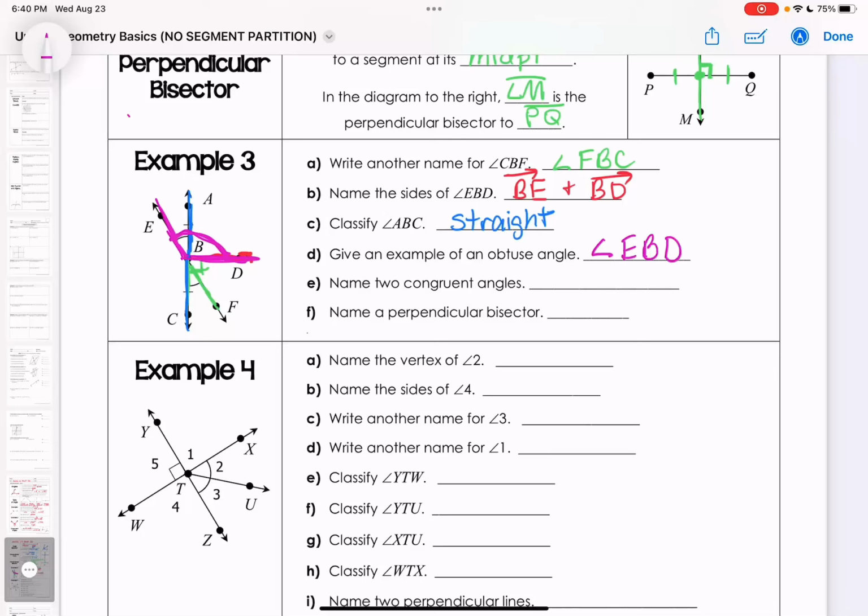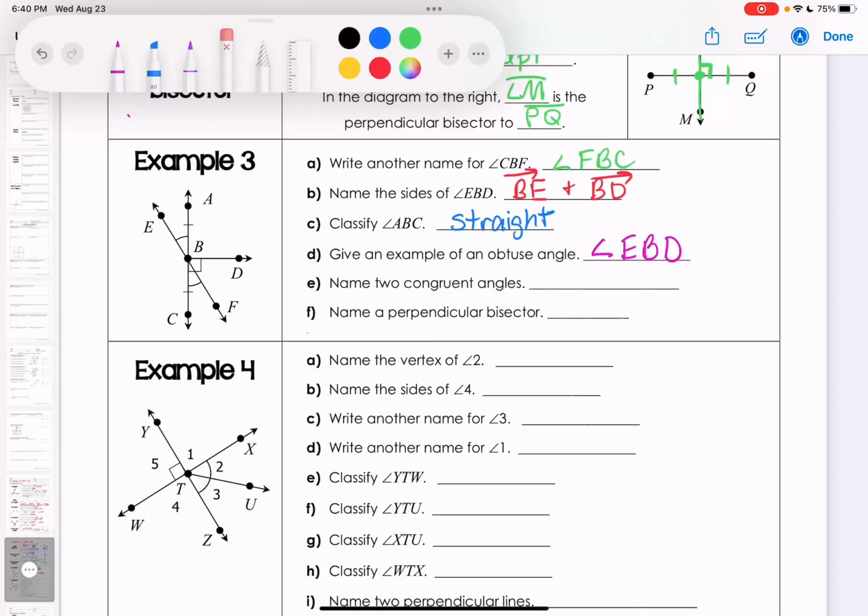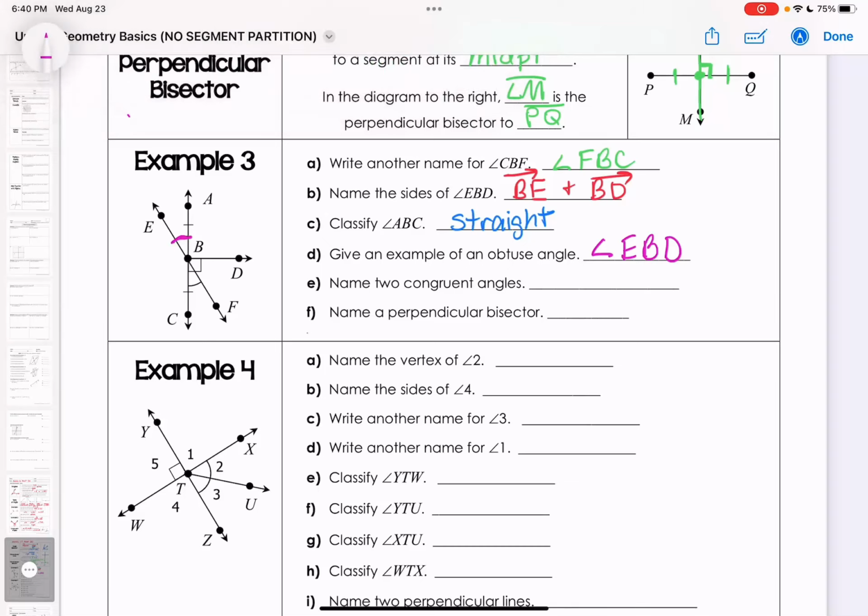All right, so two congruent angles. Let's go back and erase all of my writing. This mark right here and this mark right here mean that those angles are congruent. So it's going to be angle, we can say EBA, or you can switch it around, say ABE, and that one is congruent to angle over here, CBF or FBC.